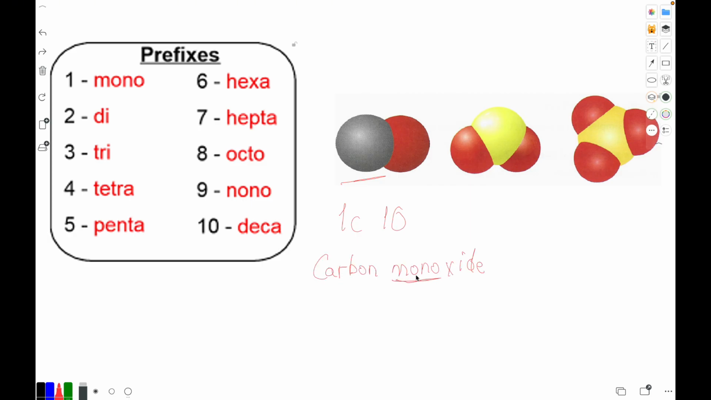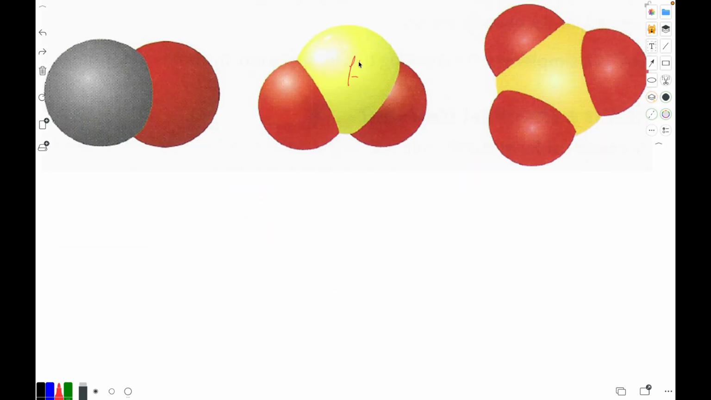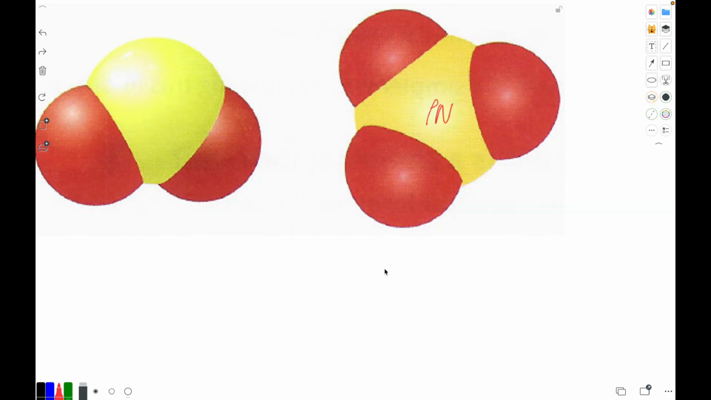Why mono? Because mono means 1. And here we have 1 oxygen. Here we have 1 carbon, but we will not add mono to the first element. Here we have nitrogen, 1 nitrogen and 2 oxygens. How to name it? First of all, we will write nitrogen and dioxide. Di means 2, that's why dioxide. 1 nitrogen and 3 oxygens. It will be nitrogen trioxide.